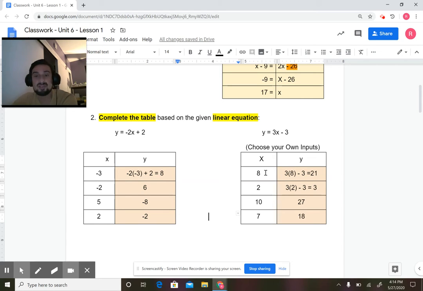And over here, I chose 8, 2, 10, and 7 for my inputs. So 3 times 8 minus 3, because this is the equation, would be 21. Plug in 2. 3 times 2 minus 3 would be 3. Plug in 10. 10 times 3 is 30. 30 minus 3 is 27. Plug in 7. 3 times 7 is 21. 21 minus 3 is 18. Okay. Make sure you're using the video to check your answer and not just copying. Try your best first and then check the video.